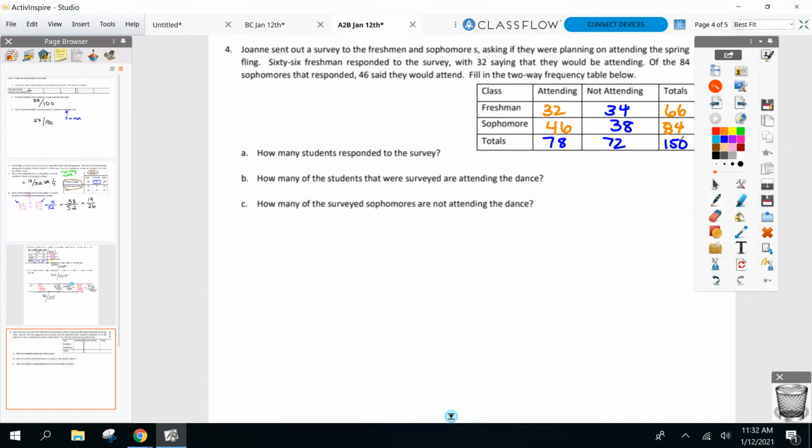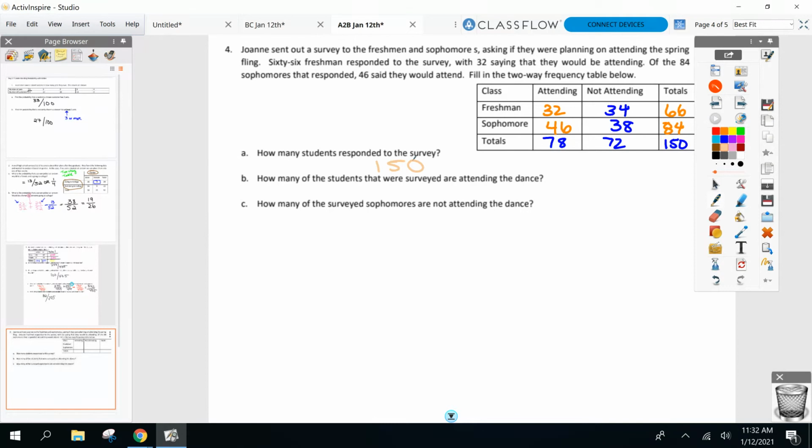All right, help me with parts A, B, and C. I'm not even going to call on anybody here. The only thing I want you to realize is the word probability does not come up in parts A, B, and C. So there are no fractions here. How many students responded? Total 150. No probability here, so no need for a fraction.